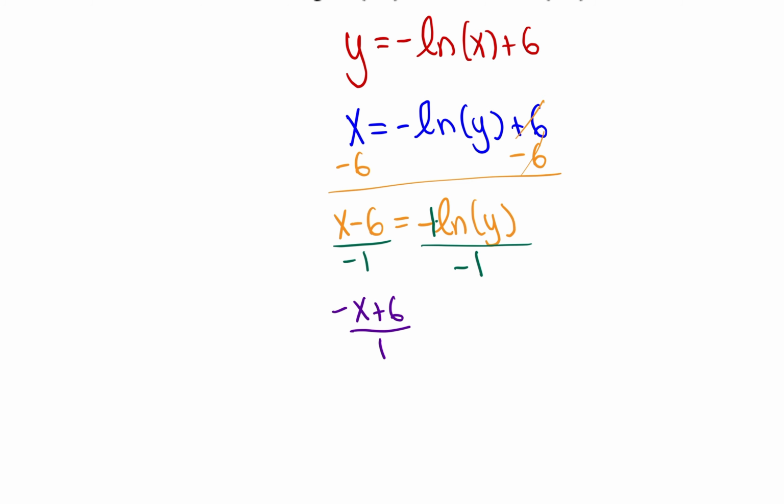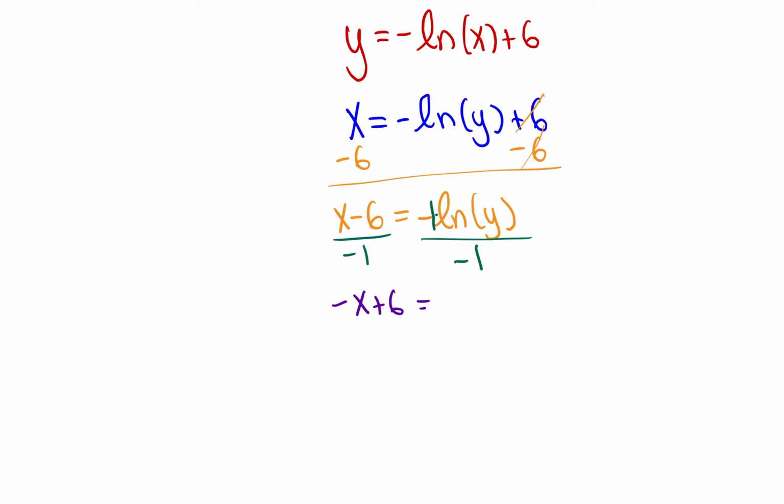But keep in mind that if we divide by 1, we do not need to write that down. It will not change it. For example, 7 divided by 1 is still 7, right? 8 divided by 1 is still 8. So the division by 1 is not going to change anything. We can just keep it out of the way. Is equal to the natural log of y.